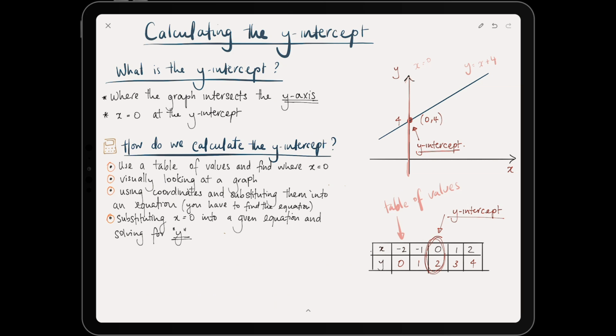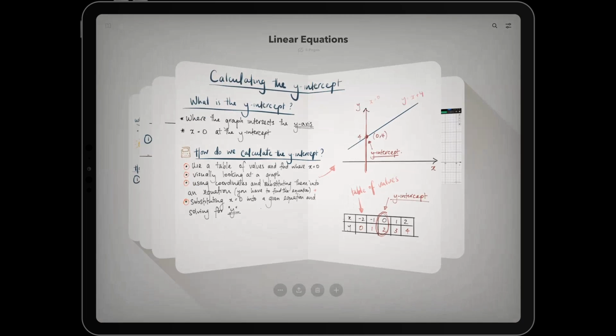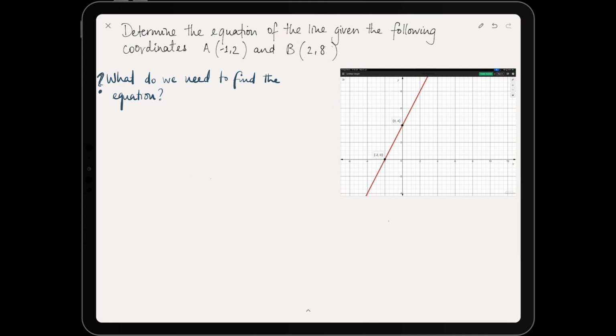And again, that matches with that right there. We found that looking at it visually, our y-intercept was 4. We can use coordinates and substitute them into an equation, and we will be looking at an example where that exists. Or we can substitute where x equals 0 into a given equation and solve for y. Again, this is playing into our algebra skills. Probably the one that you're not the most familiar with will be this one here, which is using coordinates and substituting them into an equation. The criteria here may be that you actually have to find the equation. So if we move on to our example here, let's do that.